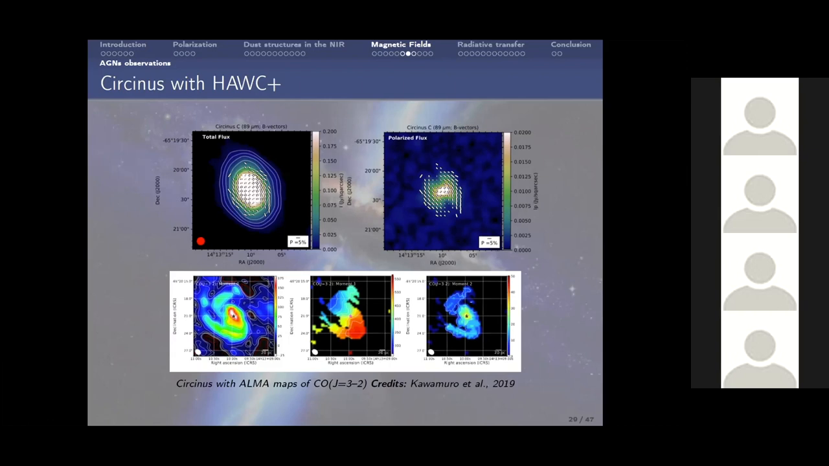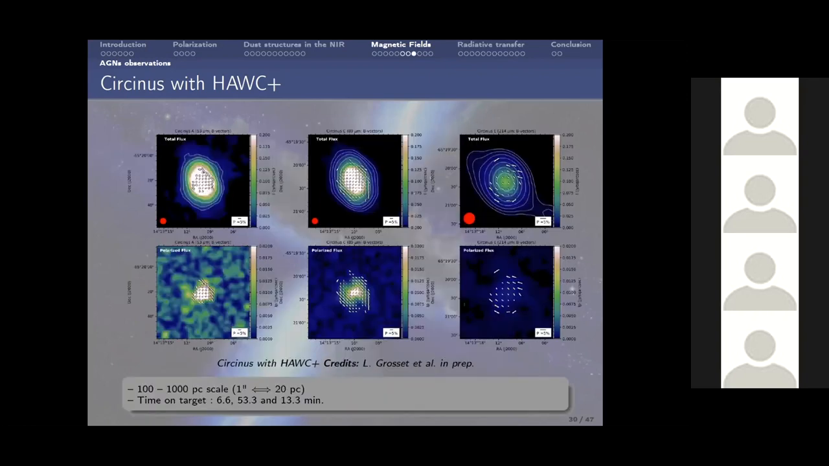Well, we cannot resolve the very inner region with all these different mechanisms I was talking about a bit before, but we can now trace the evolution of the magnetic field depending on the wavelengths at a bit larger scale. So we are looking at the inner nucleus region, for example, and the beginning of the spiral arms and spiral disk of the galaxy. So these are the 3 HAWC+ maps we have.